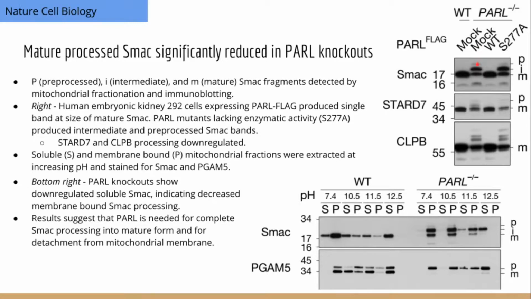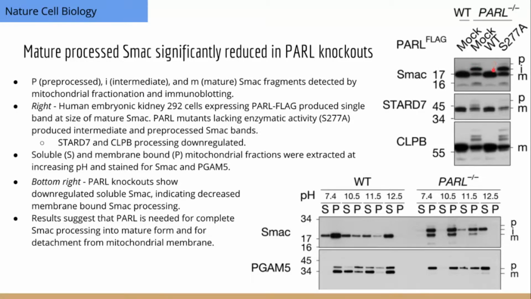So it's a cell that's missing its PARL. And we see that the loss of PARL significantly reduces the amount of mature Smac, indicated by this little band right here. And instead, we're seeing 3 total bands. We see a faint band at the size of P, or pre-processed Smac, right here. We see a little bit of it. And we see some I, or intermediate Smac, right here. We see about 20% the amount of mature processed Smac when PARL is missing.